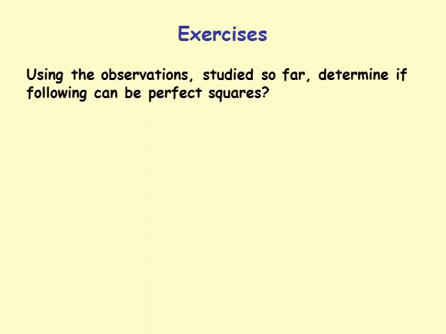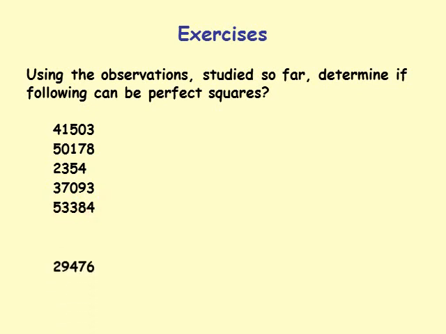Exercises. Using the observations studied so far, determine if the following can be perfect squares. First example, 41503, 50178, 2354, 37093, 53384, and some more.